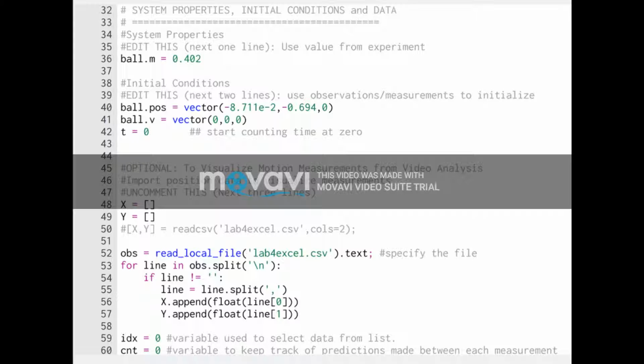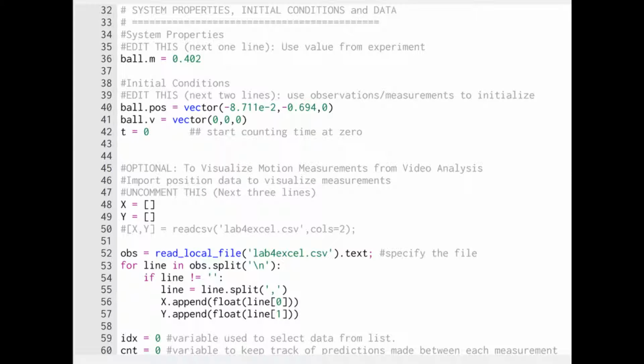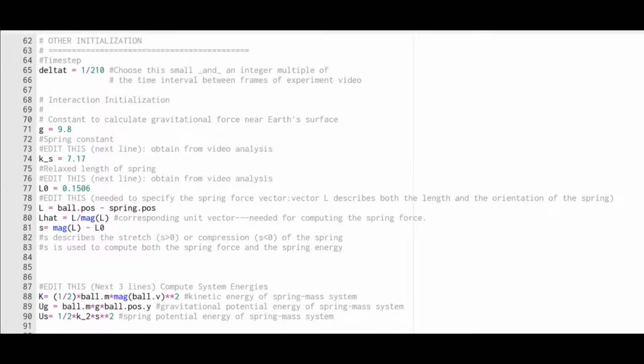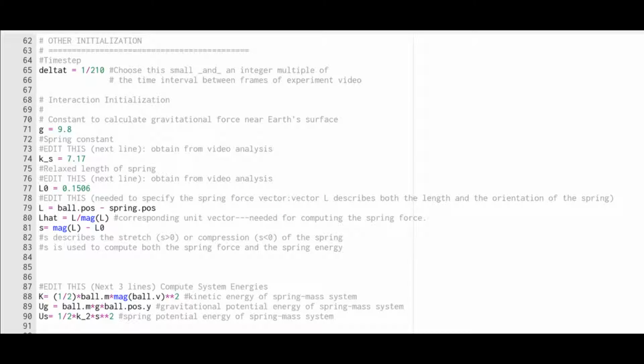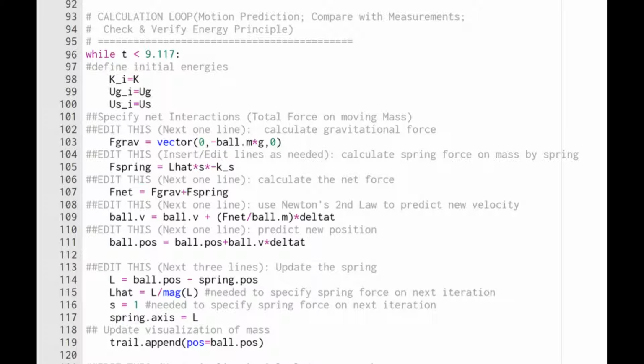First, students plugged in the mass of the object and the initial position and velocity found in Tracker. Students also read in the CSV file of the data from Tracker in order to compare the two models. Next, students plugged in the values for K and L sub 0 that were solved for using Tracker data. Students also defined L, L hat, and S using their physics definitions. Students then plugged in the equations for kinetic energy, gravitational potential energy, and spring potential energy.